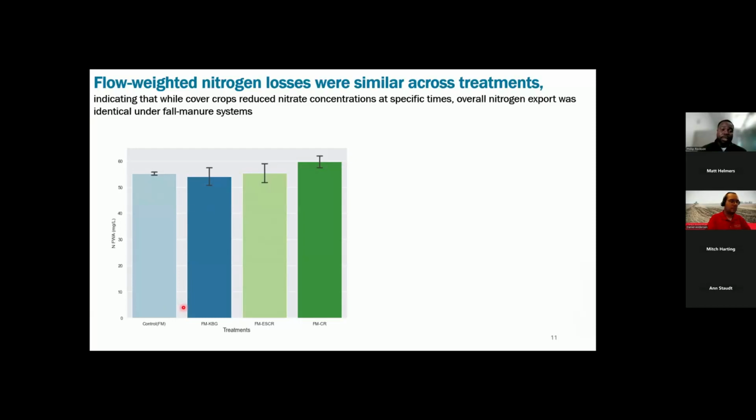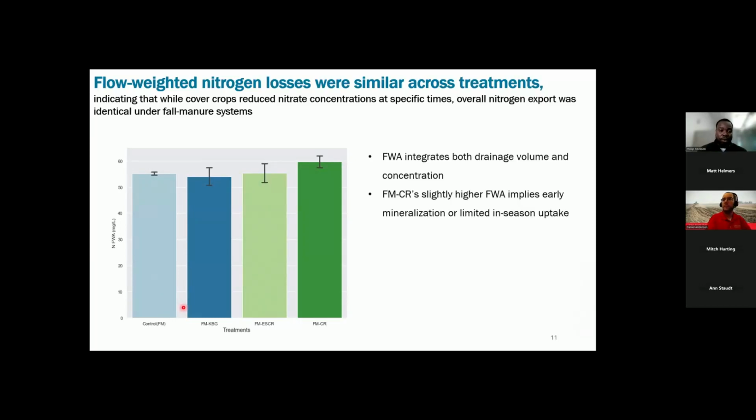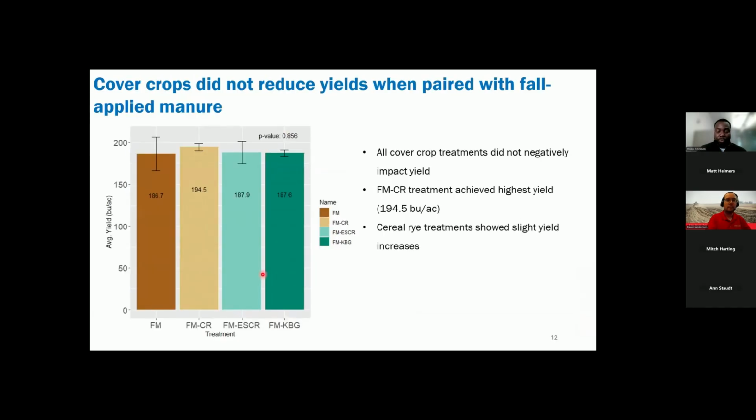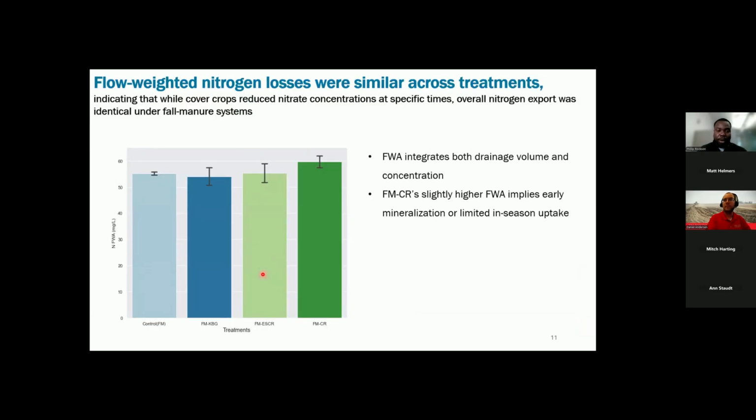When we follow up with these results, we consider that the Kentucky bluegrass still has the lowest nitrogen release from the plots, followed by the early seeded rye and the cereal rye seeded after harvesting. However, we see that the control is way lower than the cereal rye being used. And we think it might be due to some mineralization happening on the plots with the cereal rye drilled after harvesting.